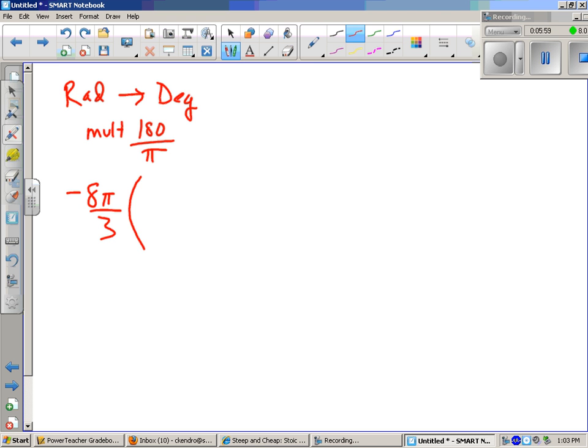8/3 of the way around. That's actually more than 2 pi, because 6/3 would be 2 pi. So we're going more than once around the circle. So we want to multiply this by 180 over pi.